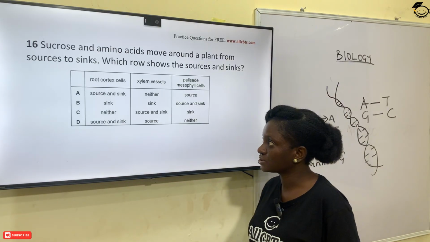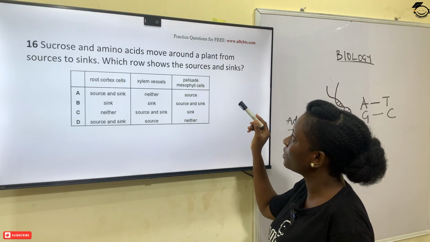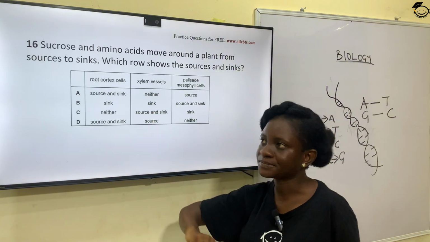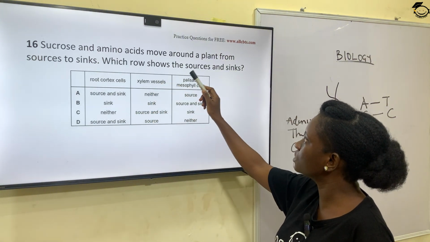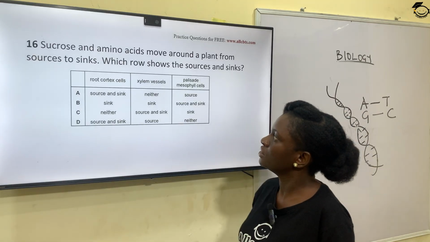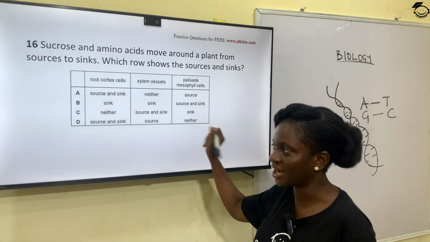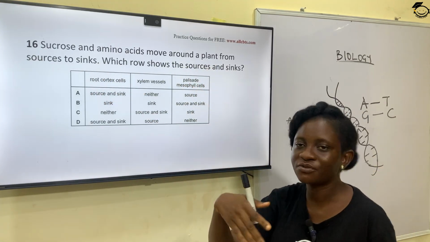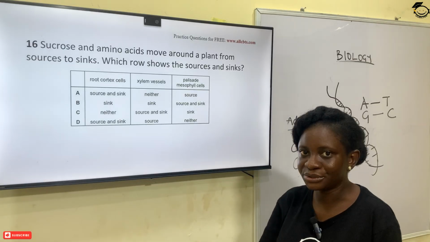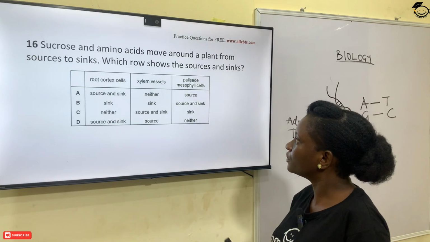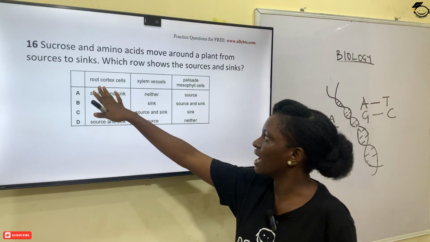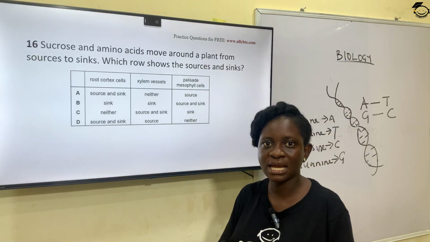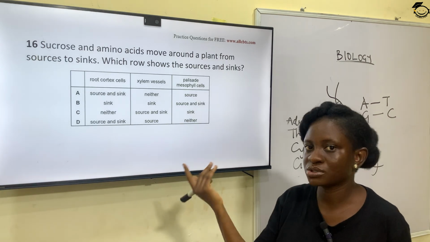The next question, question 16. Sucrose and amino acids move around a plant from sources to sinks. Which row shows the source and sink? So here we have this table. We're told that sucrose and amino acids move from where they are produced to where they are stored. From what is provided here, we have the root cortex cells. These also store food, and also transport food.